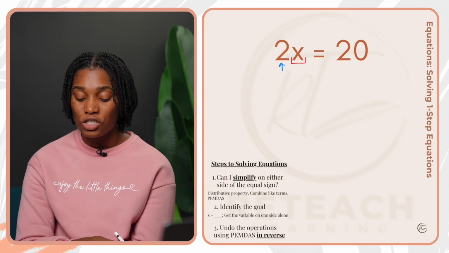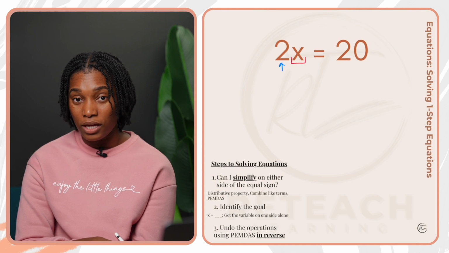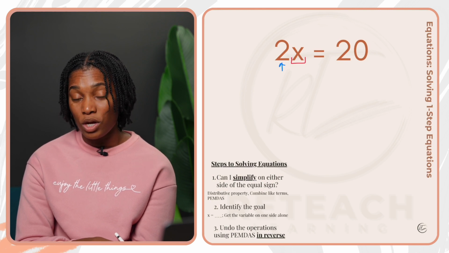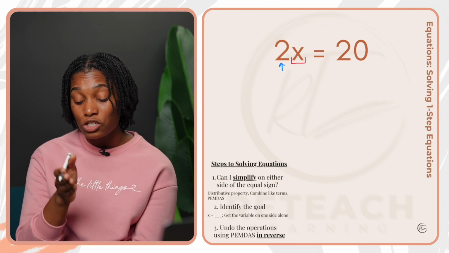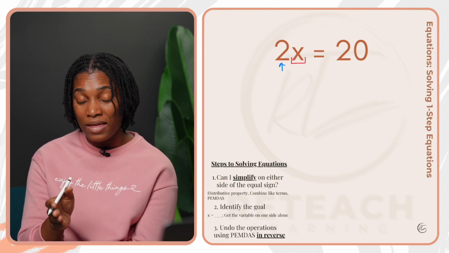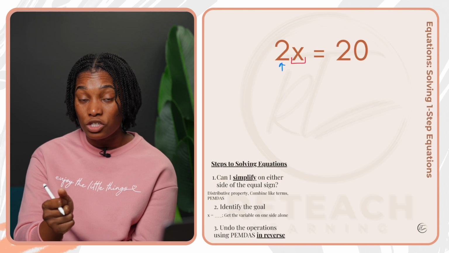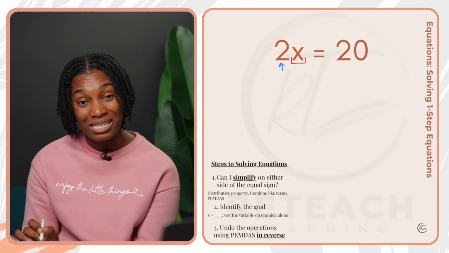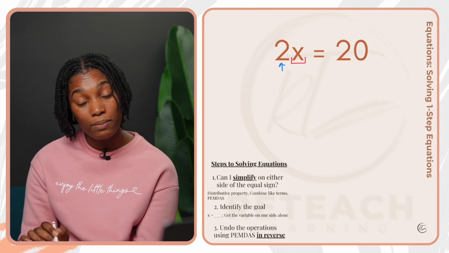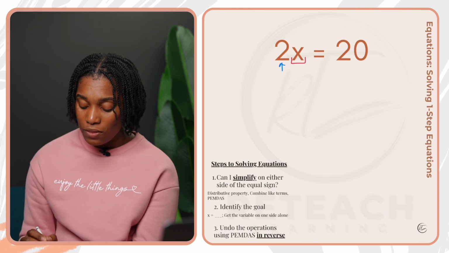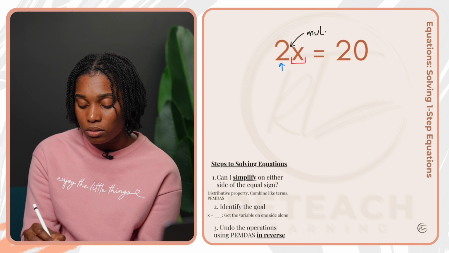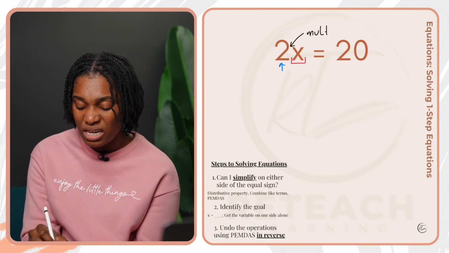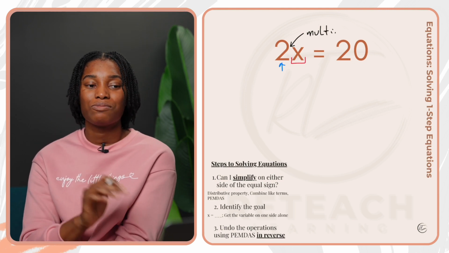What operation do you see? Look at it very carefully. When you have a number, which is going to be a coefficient in this case, that's attached to a variable, and there's no explicit operation given. Like, for example, you don't see a minus sign between them. You don't see an addition sign between them. You also don't see division. Then the assumed operation is multiplication. So MULTI, that's my shortcut to multiply, okay?